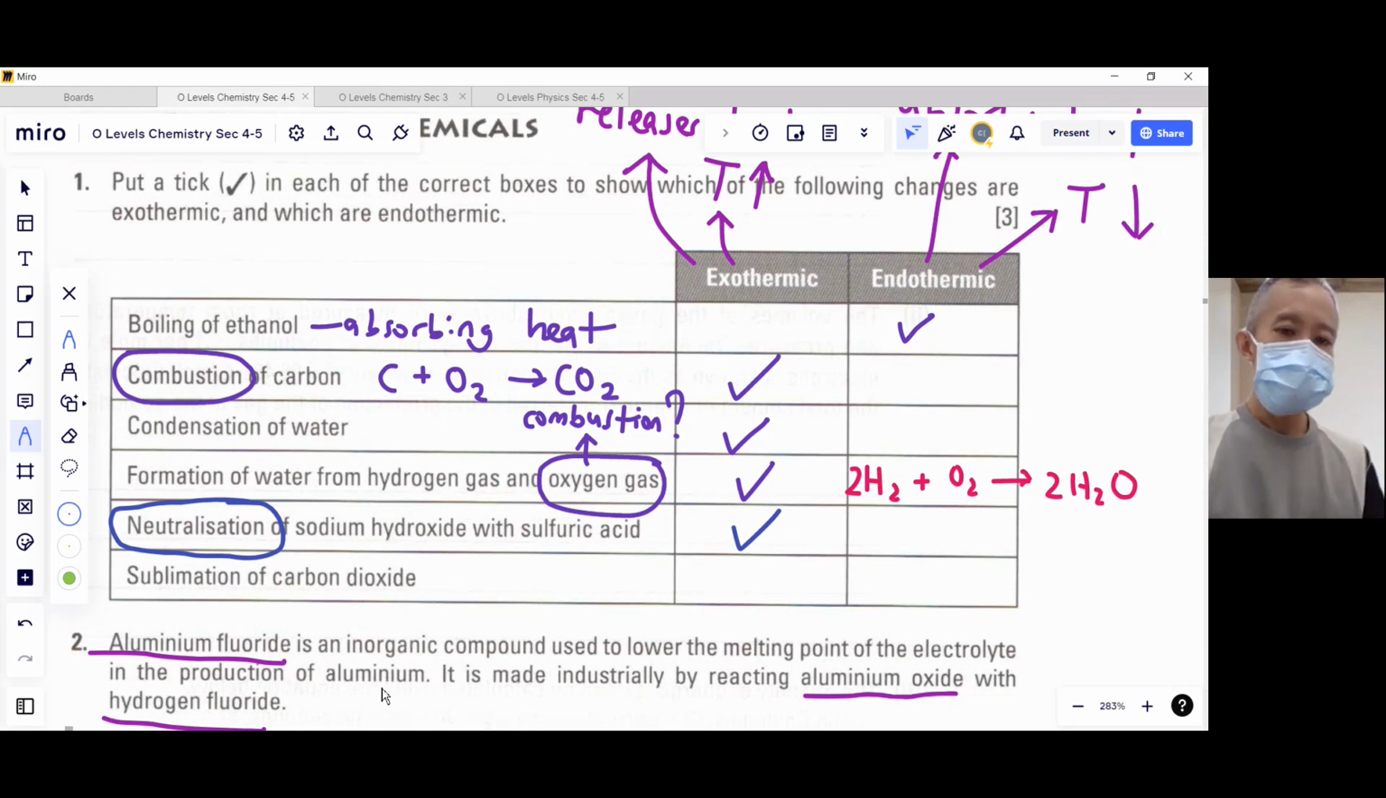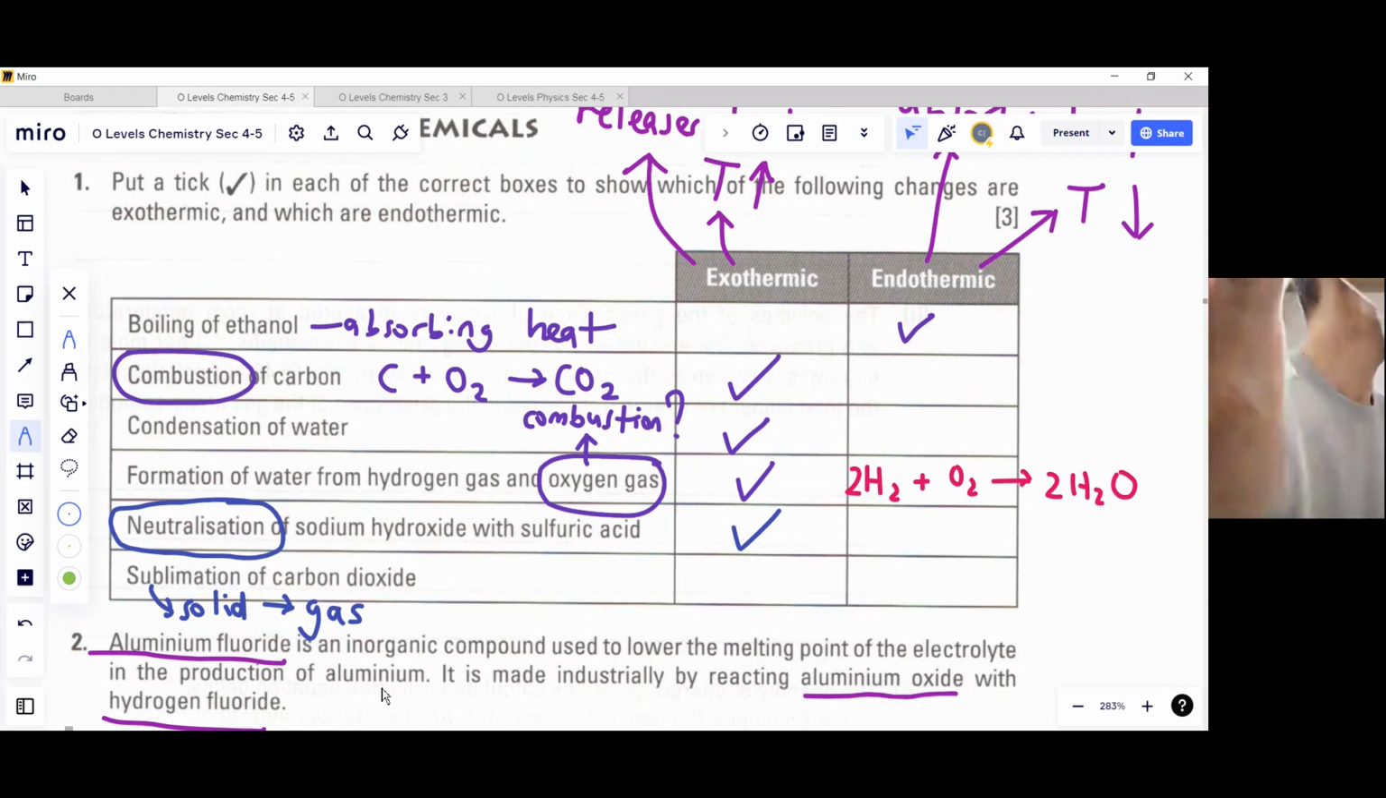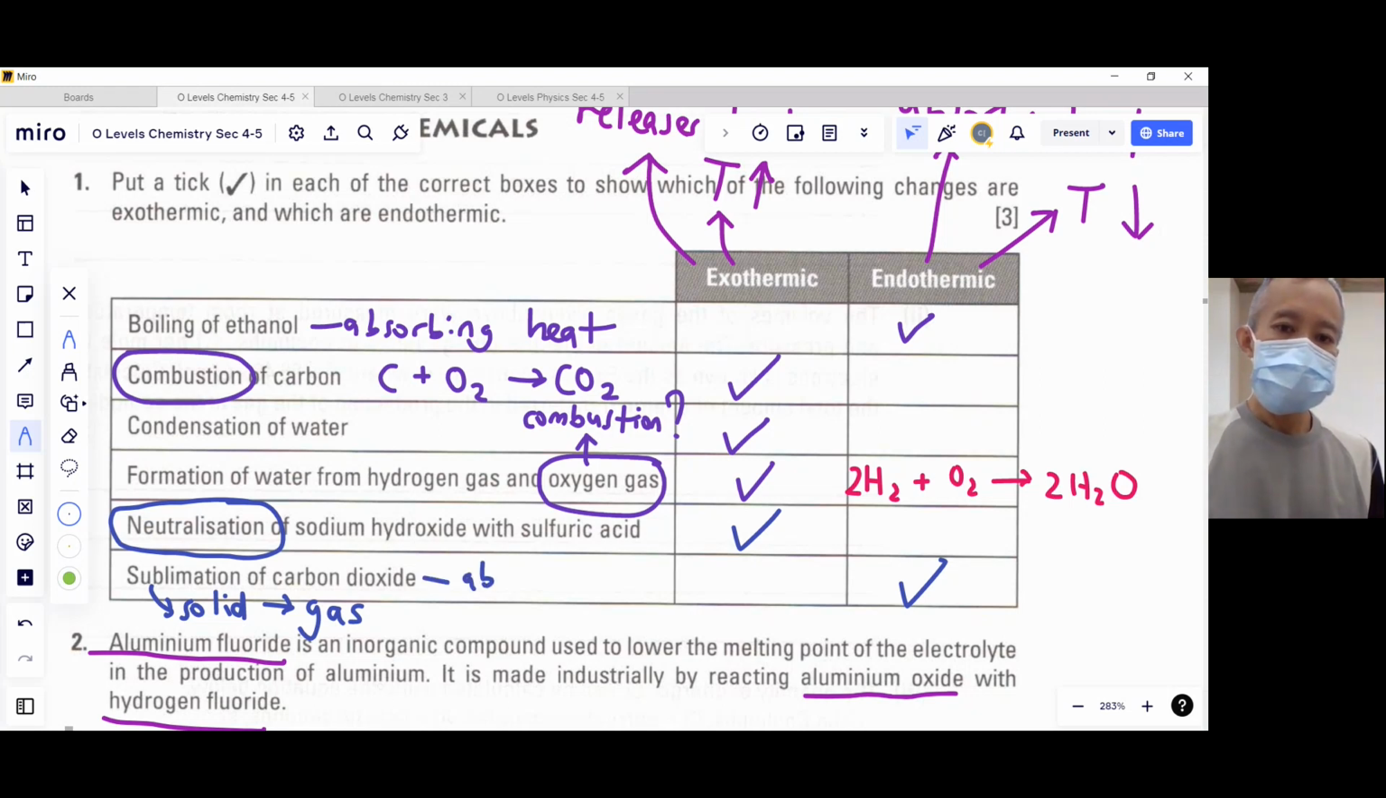Okay, last one I'll tell you. Sublimation means from solid to gas. What do you think? Venice? Yeah. Okay, the solid absorbs heat to become a gas. So it's endothermic, or you can write down that it absorbs heat again.